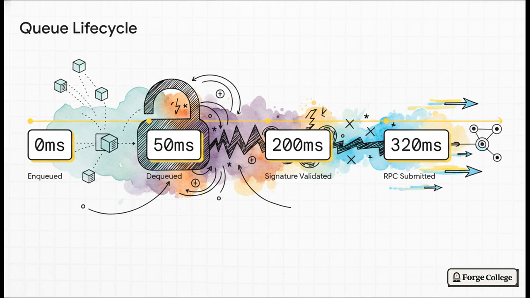0 milliseconds, it's enqueued. 50 milliseconds, it's dequeued. Then, boom, a huge jump to 200 milliseconds just for signature validation. And finally, at 320 milliseconds, the RPC is actually submitted. Laying it out like this means we can instantly spot the slow zones that are holding up our throughput.